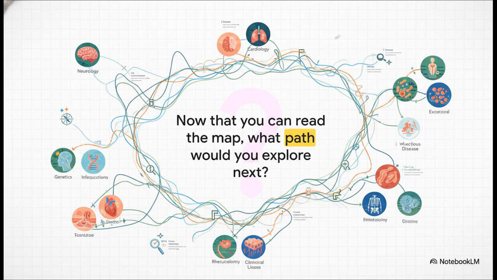Look, this isn't about just ending here. This is about empowerment. It's about transforming a giant list you have to memorize into a landscape that you can actually navigate. So the real question I have for you is, now that you're armed with these key principles, now that you can read the map, which territory do you want to explore next? What path are you going to take?